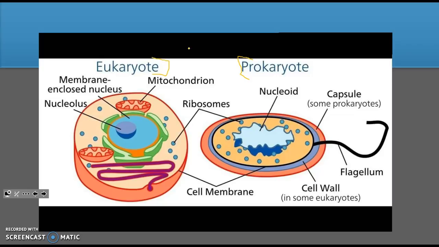The types of organisms that make up prokaryotes are your bacteria, and eukaryotes are animals and plants like you. Some other differences are that prokaryotes do not have a nucleus and eukaryotes do. They both contain DNA, they both contain a cell membrane, and they both contain ribosomes.